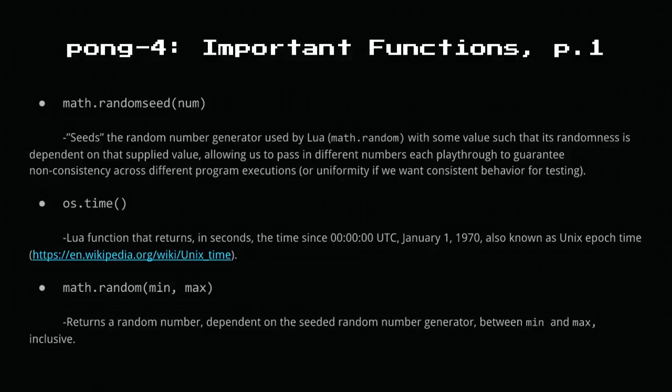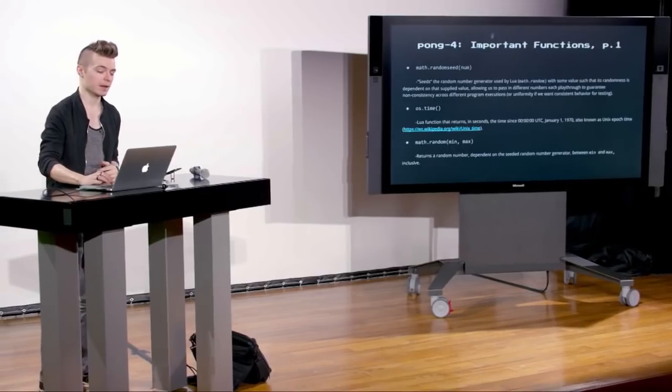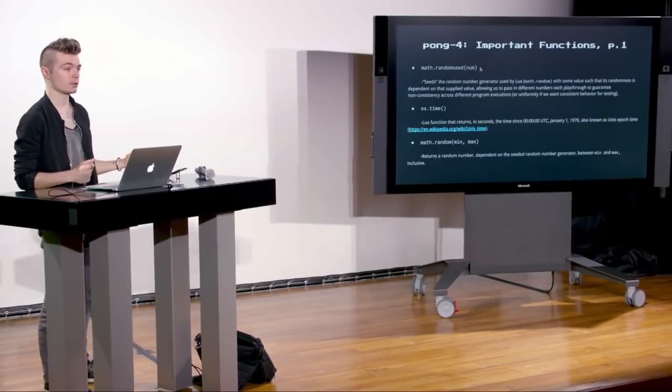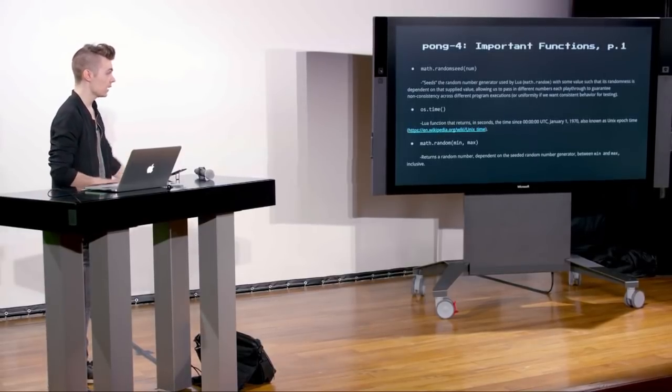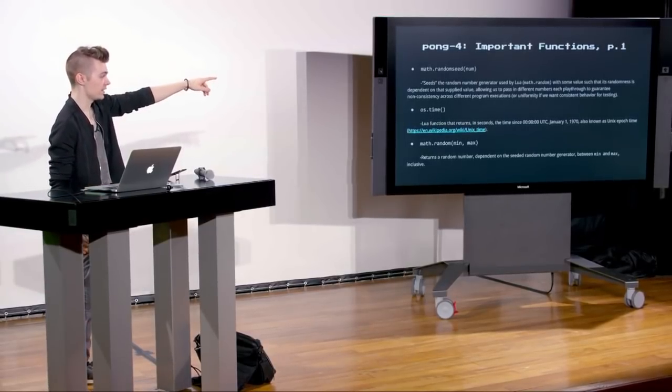But if we give it the same number every single time, it's just going to give us the same random numbers every single time, which means it's not going to be random at all. It's going to be very consistent. So we need a way to seed our random number generator, give it a different initial value or seed, and we're going to do that with the function math.randomSeed sumNum.